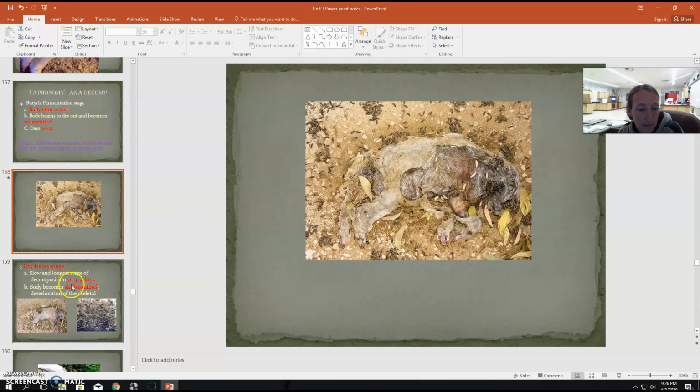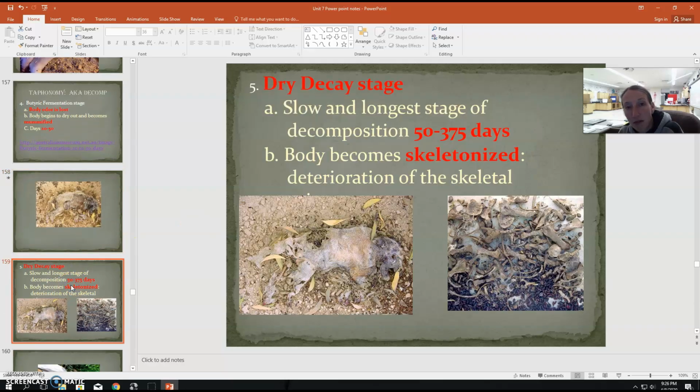All right. We move on to stage 5, dry decay stage. Now look how big this range is. 50 to 375 days. I mean, it's massive. This is where you're really starting to see the bones way more exposed to the elements. There's not really any soft tissue. Tendons, ligaments, that's kind of been eaten away. So very few remnants that way. Okay. All right, so there's your 5 stages of decomp.